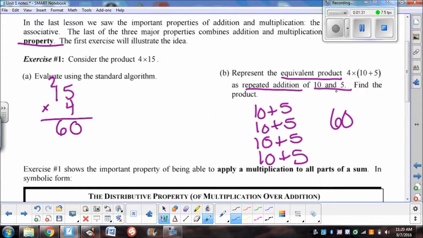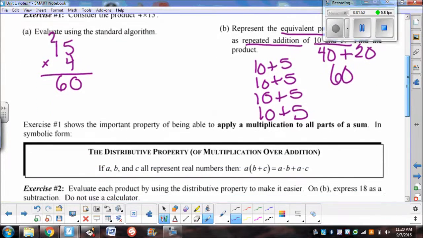And what did I just do? I said 10, 20, 30, 40, and then I added on 10, 20. So 40 plus 20 is 60. Well, where could we get that 40 plus 20 from in a different way? We're going to see how our distributive property is going to come into play, which is kind of cool.